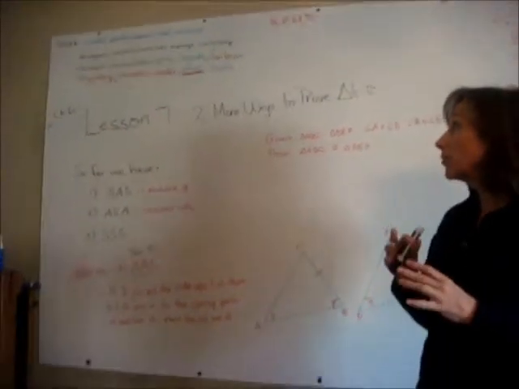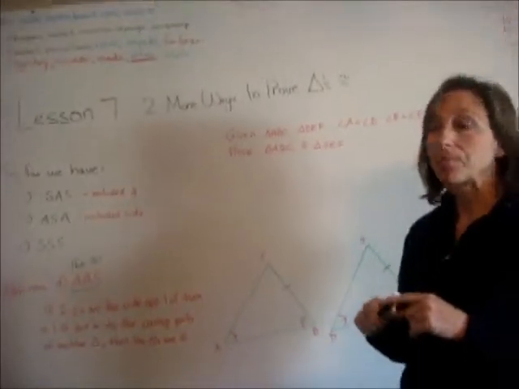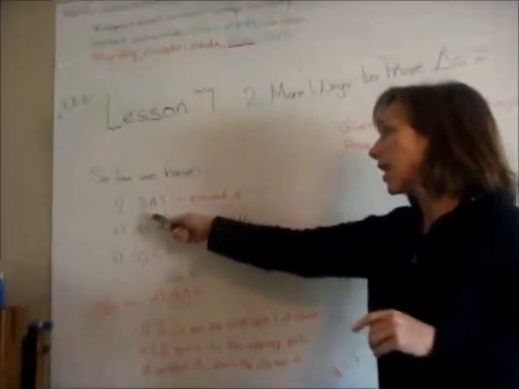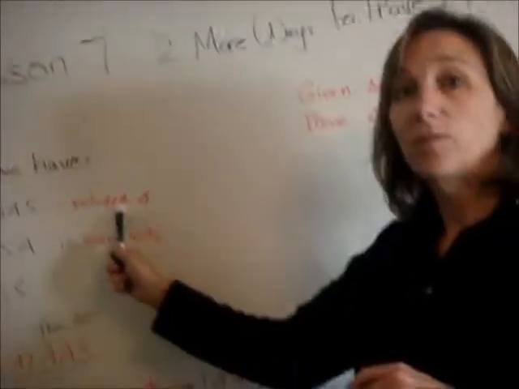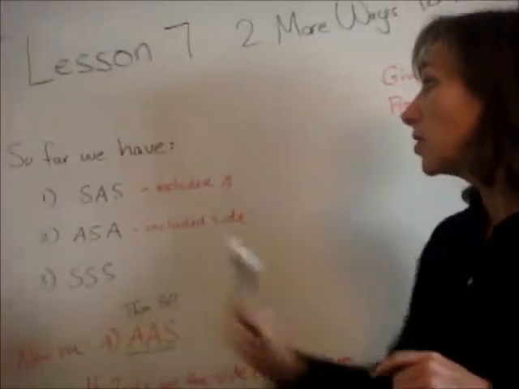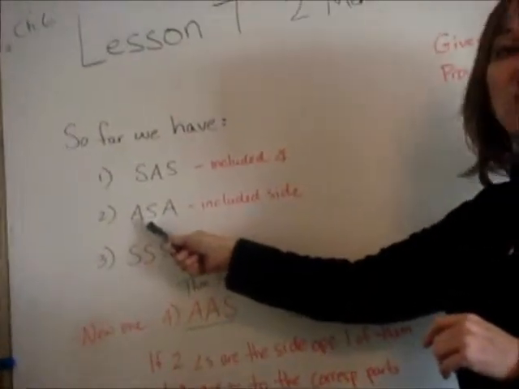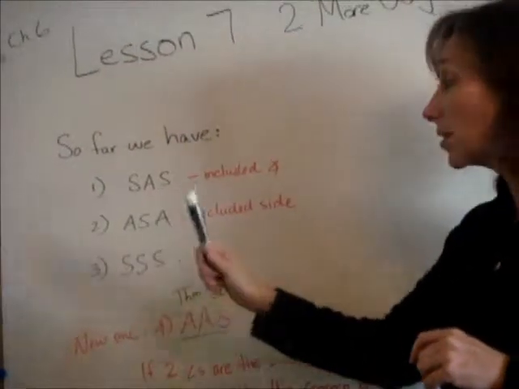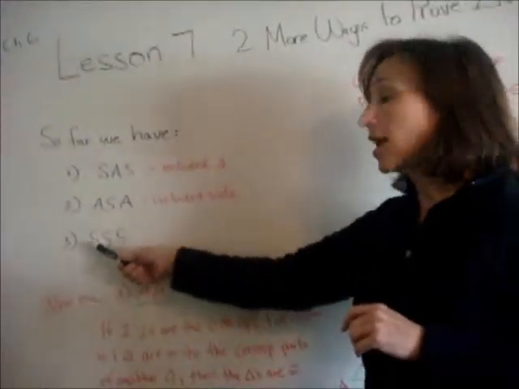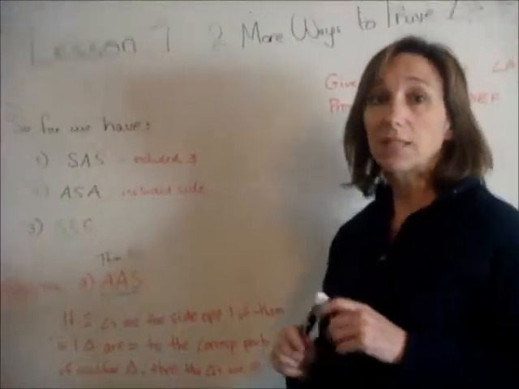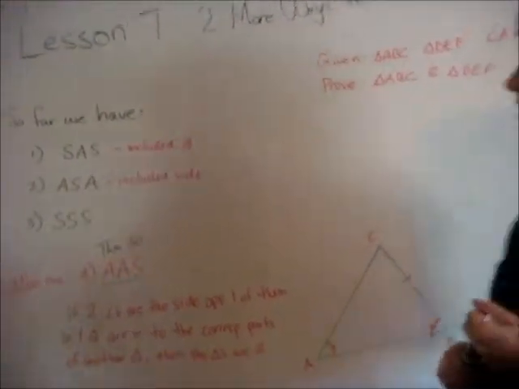So far, to prove 2 triangles are congruent, which means they have exactly the same shape, we use side angle side, and it has to be the included angle. You have to make sure the angle is in between 2 sides, and angle side angle, where it includes the side between 2 angles. And then our third way that we learned to prove congruent triangles was side, side, side. Today we're going to do 2 more different triangle congruencies.